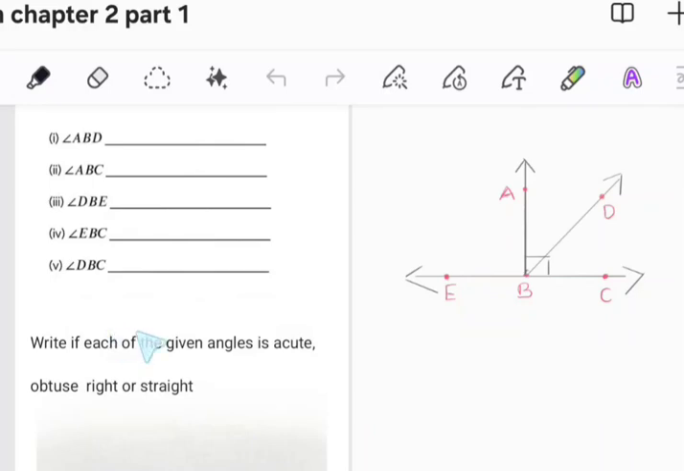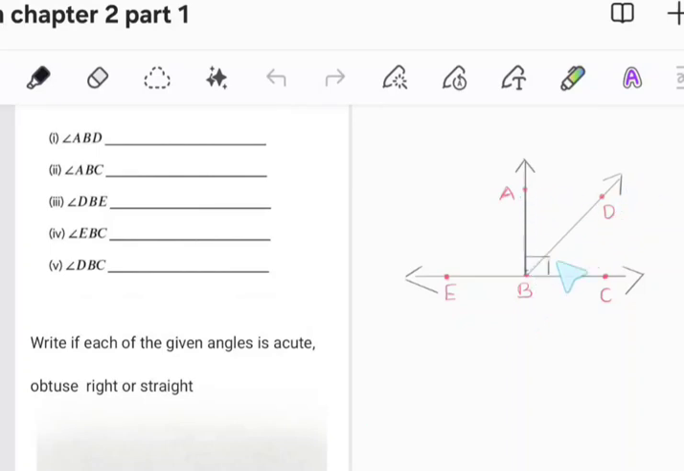Next question. Write whether each of the given angles is acute, obtuse, right or straight. So here is the figure. Just go through this figure. Here the given angle is angle ABD.